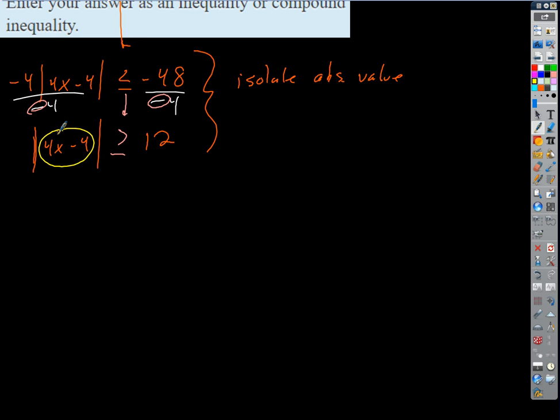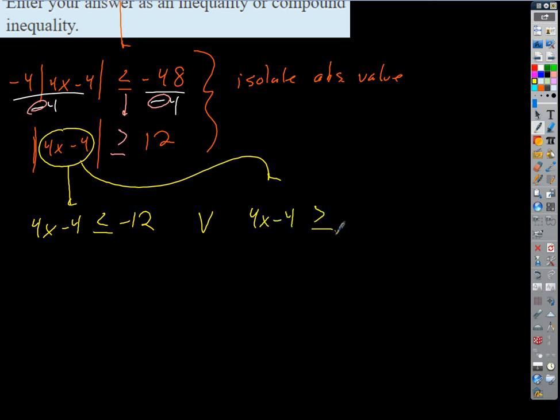If it's greater than, that's the one where it's above, right? It's above the line, so it's got to be an "or," doesn't it? So whatever's inside either has to be really negative, less than or equal to negative 12, or whatever's inside has to be really positive. It's got to either be way out there or way out there, to the right. So 4x minus 4 now has to be greater than or equal to positive 12.